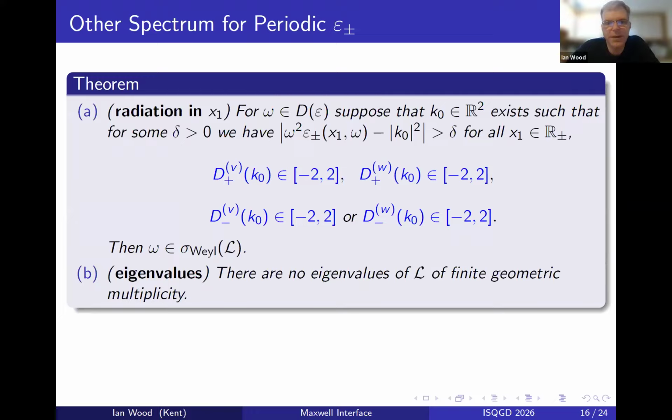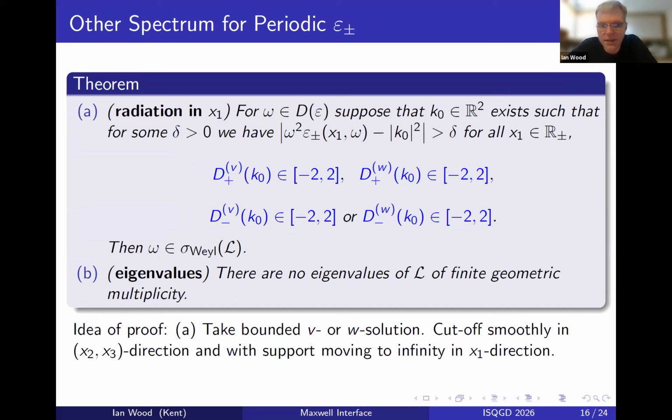Then we also have radiation in the x1 direction away from the interface. This comes from the case when the discriminants are in the interval [-2,2]. Another spectral result is that we have no eigenvalues of finite multiplicity in this situation. So what's the idea here? We take a bounded solution. The fact that the discriminant is in [-2,2] gives us bounded solutions, at least in one of the half planes, either for the V or the W problem.